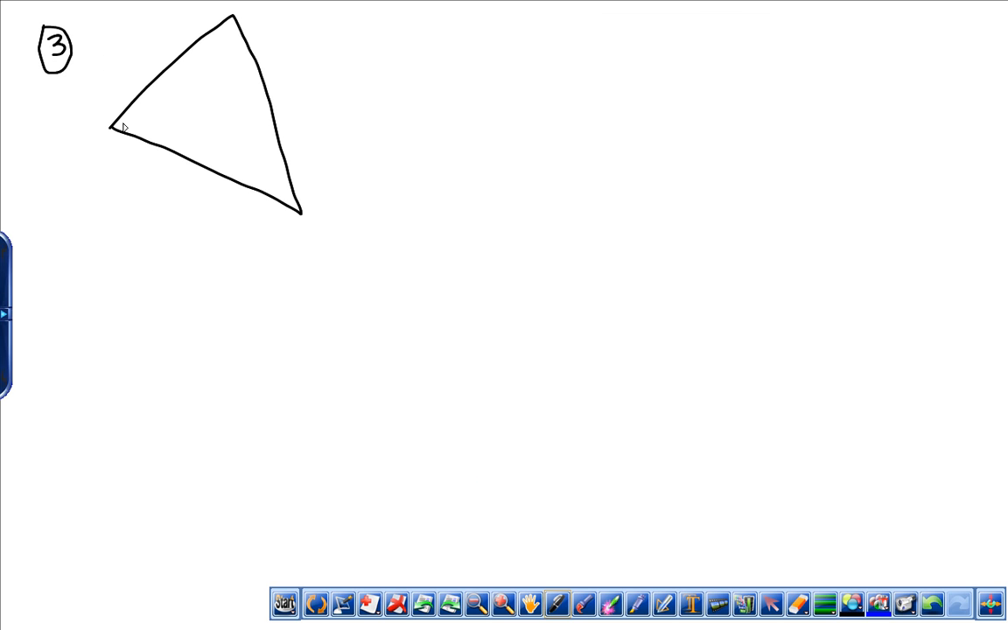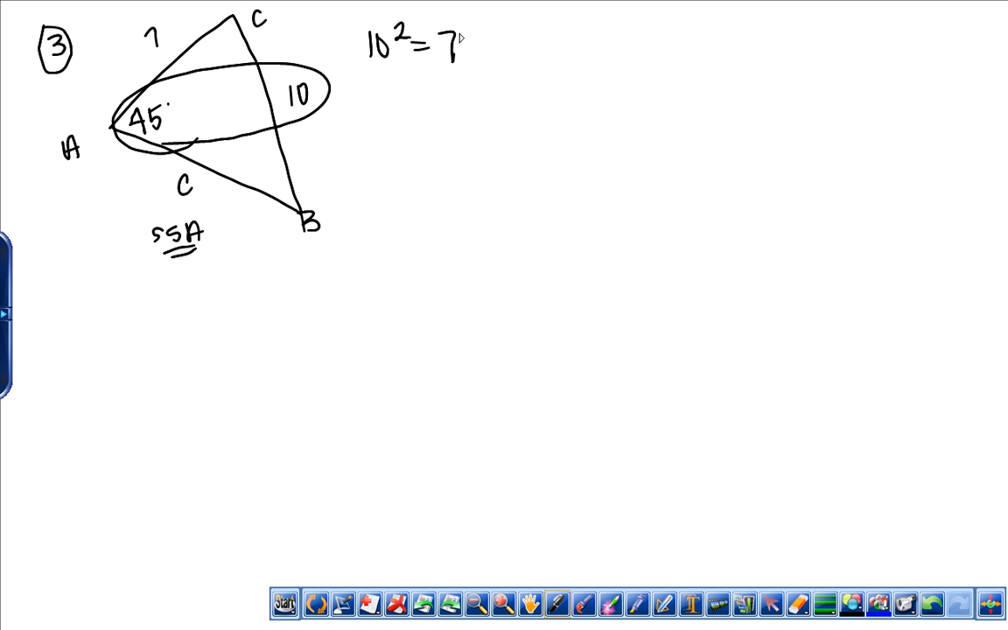Drawing my random triangle that I keep drawing. Here's A, B, and C. Let's make this 45 degrees, 7, let's make this 10, and let's make this C. So it looks like I have a side-side angle. So always look at your angle that's across from your side. So this is where I'm going to start. I'm going to start with 10 squared is equal to 7 squared plus C squared minus 2 times 7 times C and cosine of 45 degrees.